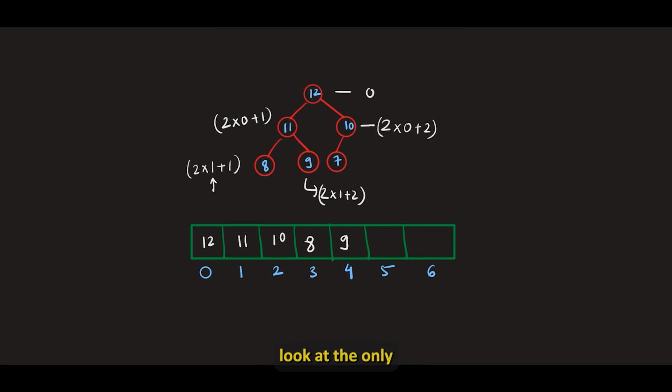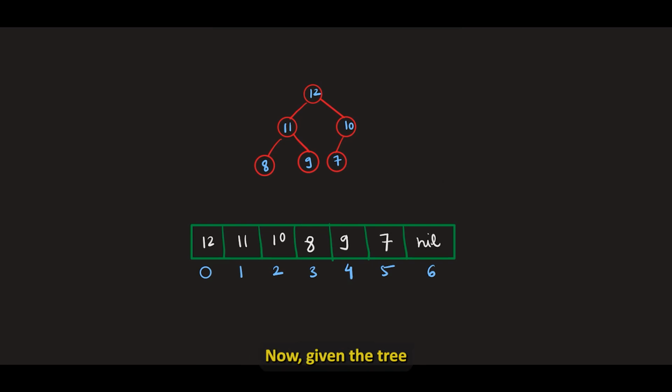Now let's look at the only child of 10. Since it's the left child, it should go to the 2 times index of 10, which is 2, plus 1th index. This is 5. So 7 will go at 5. Now, given the tree and the array representation, for any child at an index I, we can find its parent by following the formula (I minus 1) divided by 2, and we need to floor the result.